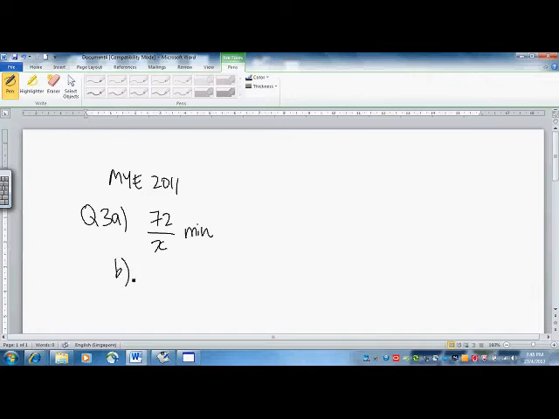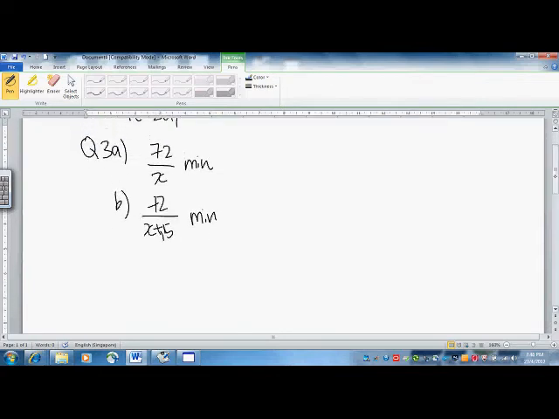Now for 3B, for Sammy, who types 15 words more than Maurice. More than Maurice means in this case X plus 15. Given the same number of words, it will be 72 divided by X plus 15 minutes. So you should be able to get these two before you move on to the next one.